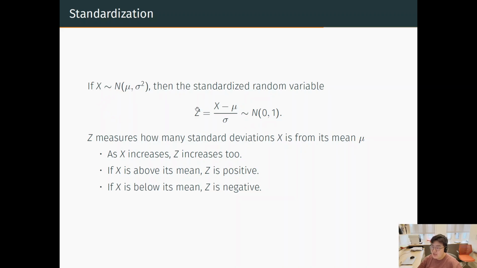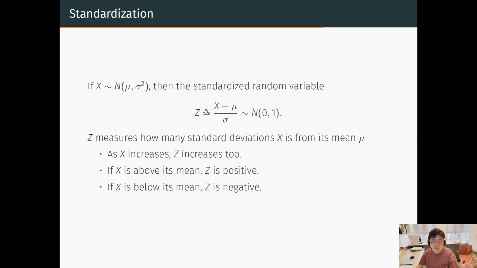So we promise to denote that as z. Whenever you have a normal distribution, if you standardize the normal distribution this way, the result is standard normal distribution. And we know how to handle standard normal distribution. Okay? And it also has its own interpretation.